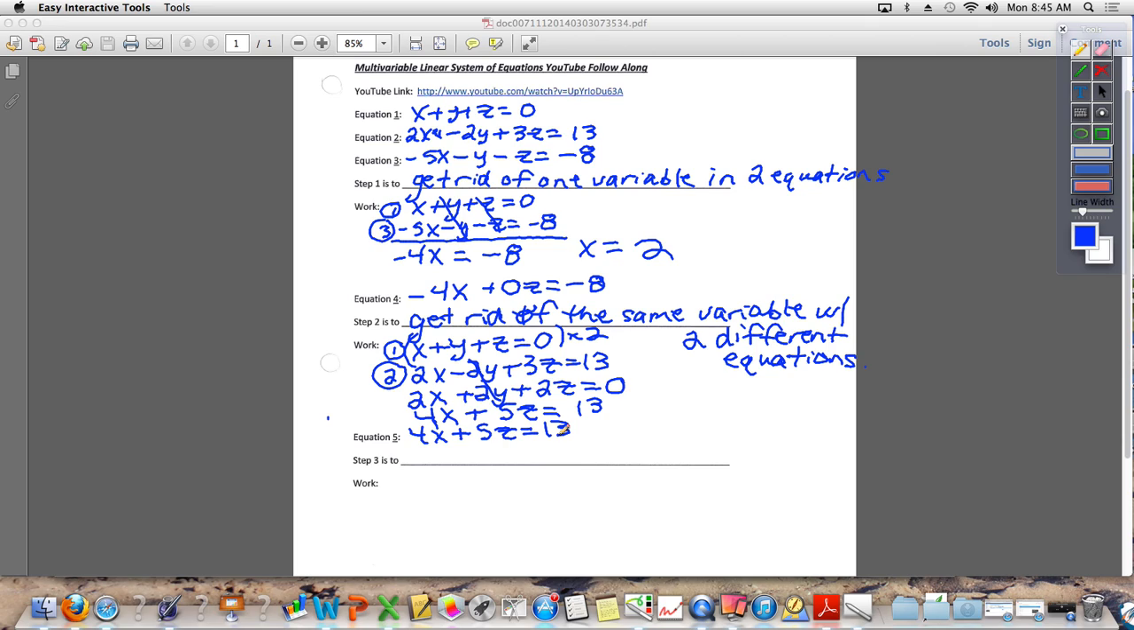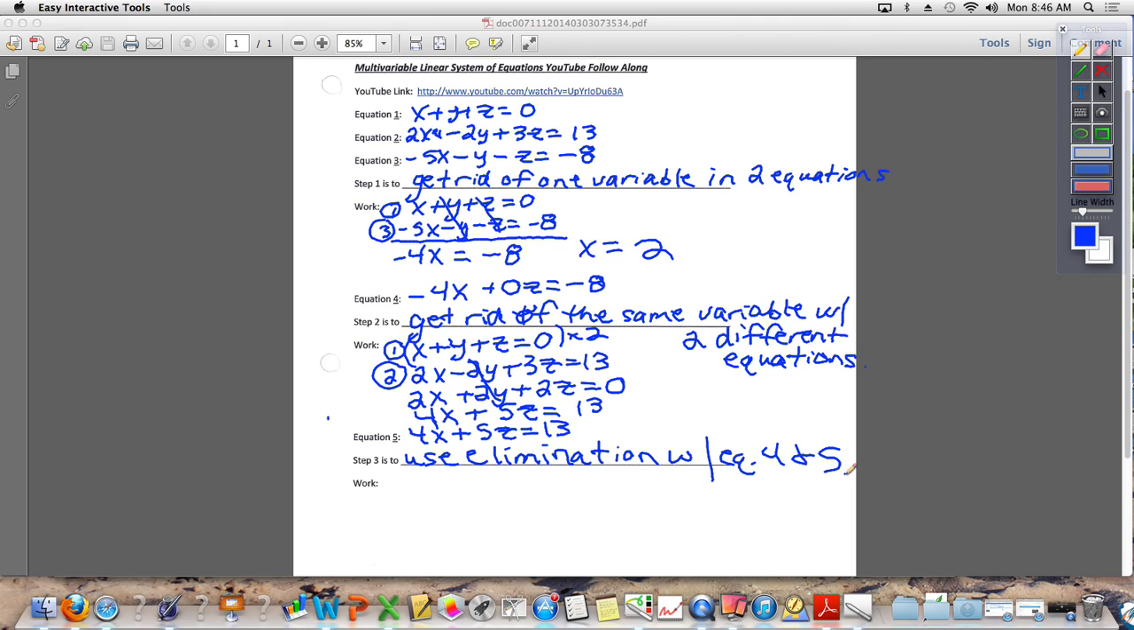And the last step, step 3, is to now use elimination with your new equations 4 and 5. So step 3 is to use elimination with equations 4 and 5. This whole process is not hard. It's just tons and tons of many, many places to make mistakes.